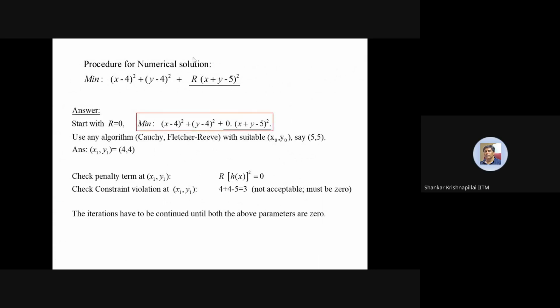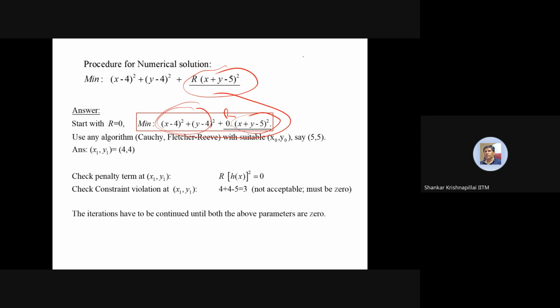Okay. So last class we looked at how to represent the parabolic penalty function numerically. This is the representation of the parabolic penalty function, and this is the combined expression, that is, the objective function plus r into this penalty function. We found that the parabolic penalty function will converge at large values of r.